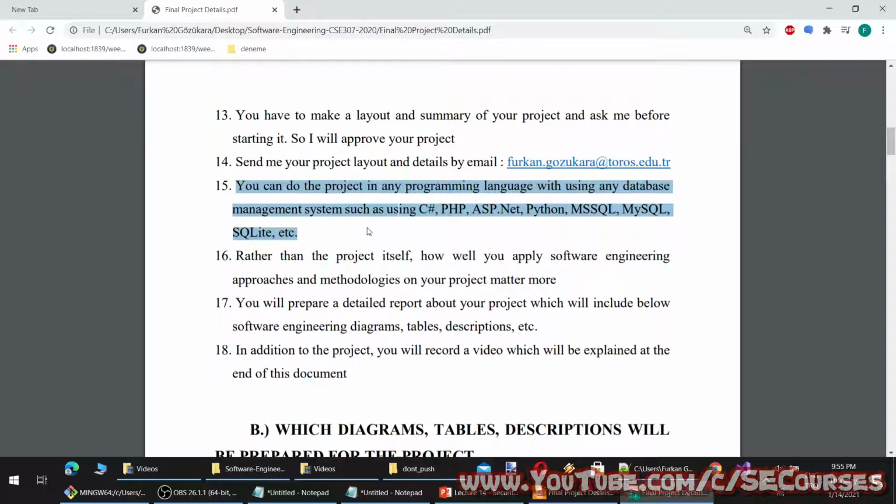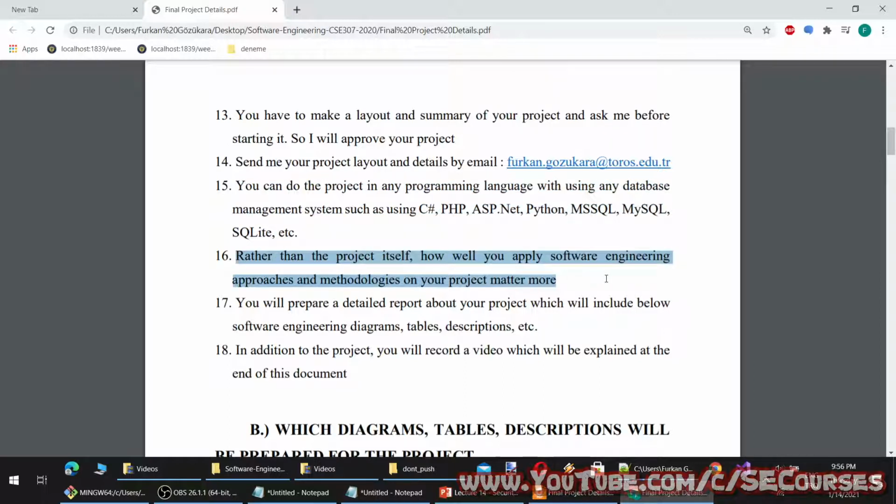15. You can do the project in any programming language using any database management system, such as C#, PHP, ASP, .NET, Python, MS SQL, MySQL, SQLite, etc. 16. Rather than the project itself, how well you apply software engineering approaches and methodologies on your project matters more.